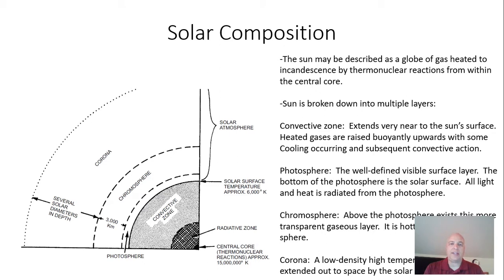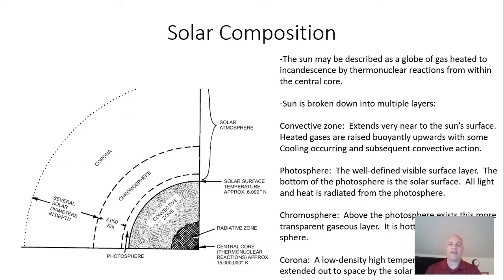And so we'll break these down, starting off with the fact that the Sun may be described as a globe of gas heated to incandescence by thermonuclear reactions from within the central core itself. The convective zone extends very near to the Sun's surface, and this is where heated gases are raised buoyantly upwards with some cooling occurring and subsequent convective action.